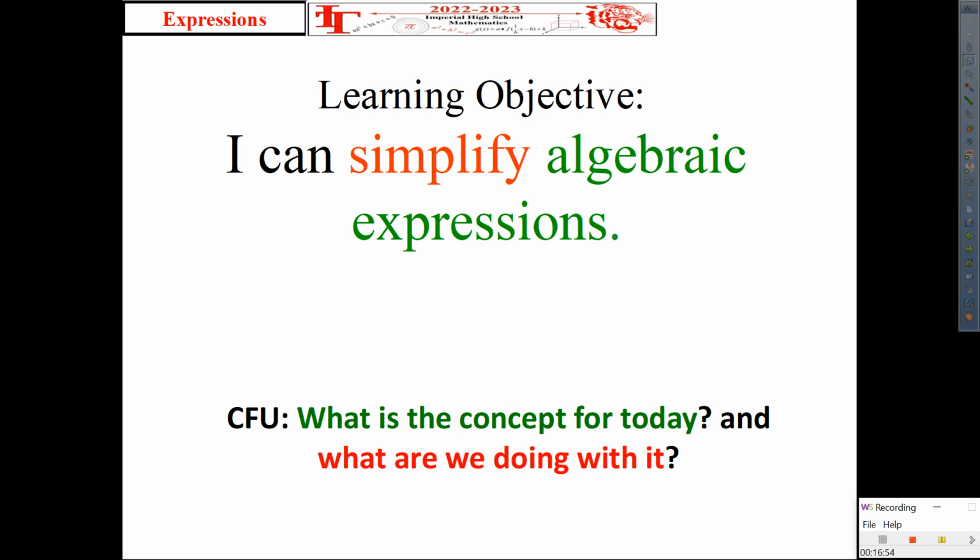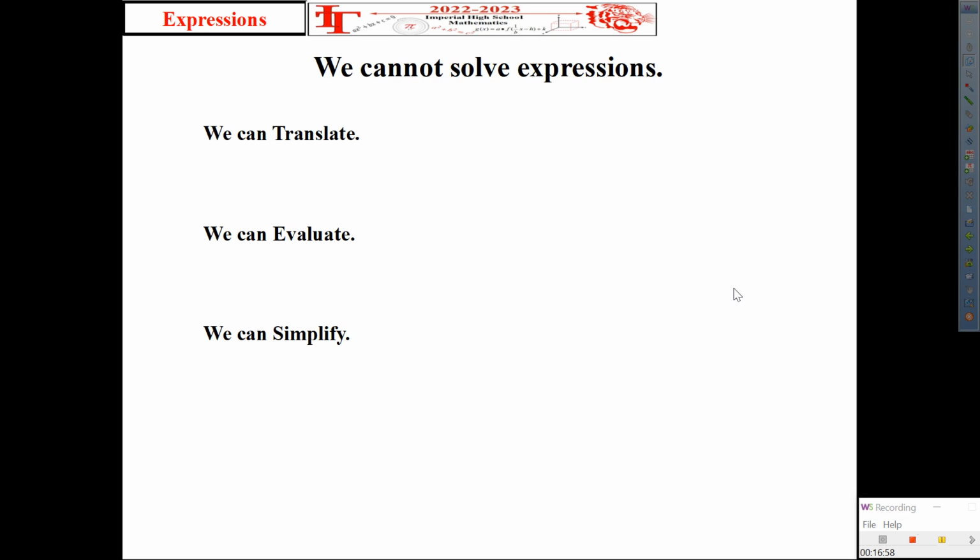Did I introduce the objective? Yes. From there I said, writing utensils down, look up to the screen: expressions cannot be solved. We covered that. We can do three things: translate them, evaluate them, and then simplify them. Is that correct? That's pretty much what we covered yesterday, because we were going over other stuff the previous night, homework and so on.